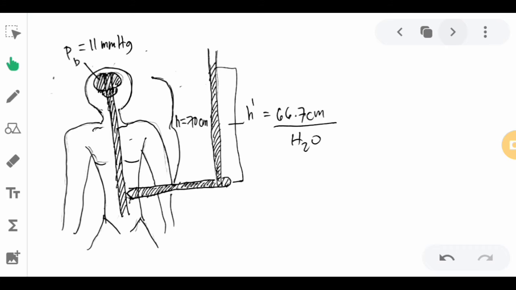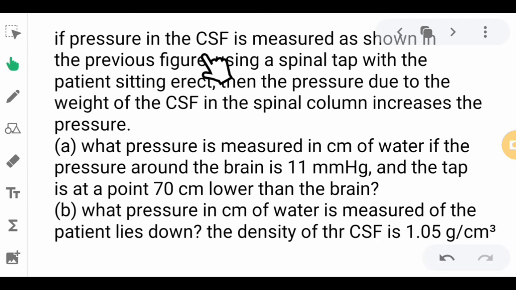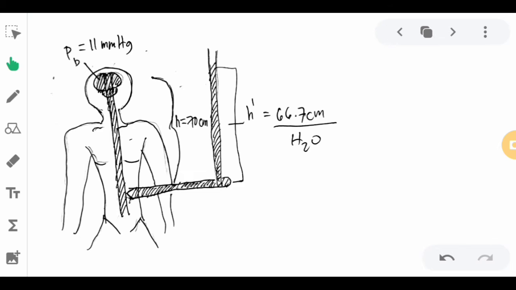I have here a figure. This sketch is a water manometer used to measure the CSF pressure. If pressure in the CSF is measured as shown in the previous figure, using a spinal tap with the patient sitting erect, then the pressure due to the weight of the CSF in the spinal column increases the pressure. The first question is, what pressure is measured in centimeters of water if the pressure around the brain is 11 millimeters mercury?